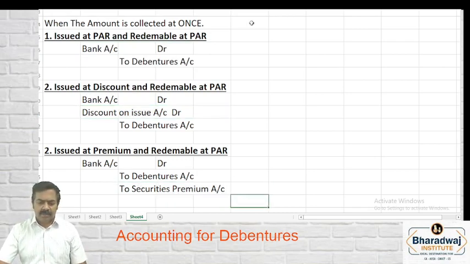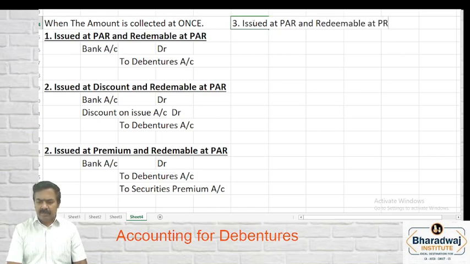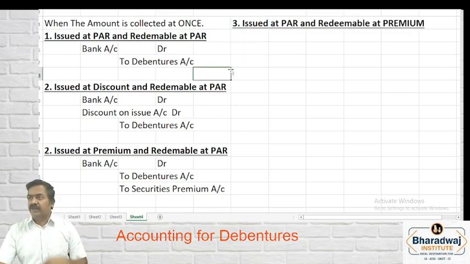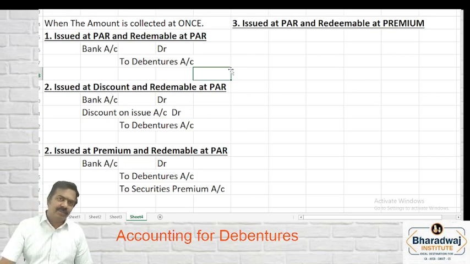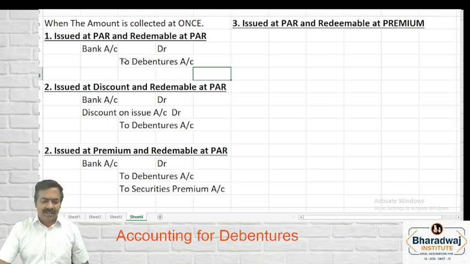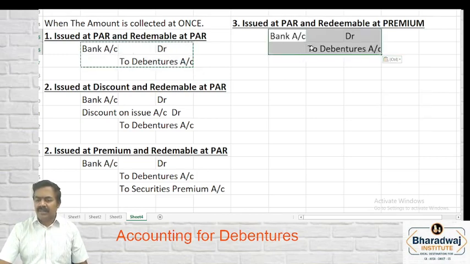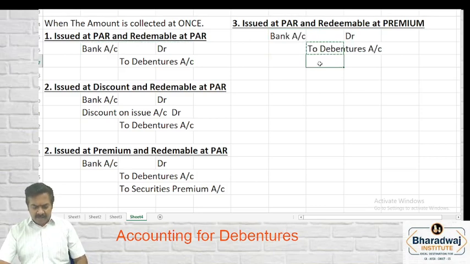That's all. Now, this is the most important case for examination. Debentures can be issued at face value, issued at par, and redeemable at premium. What do you mean by this? You pay 1 lakh today, which is the face value. After 5 years, you get 1 lakh 10,000. What is the journal entry for issue? Bank account debit to debentures account. But we are going to repay at a premium.